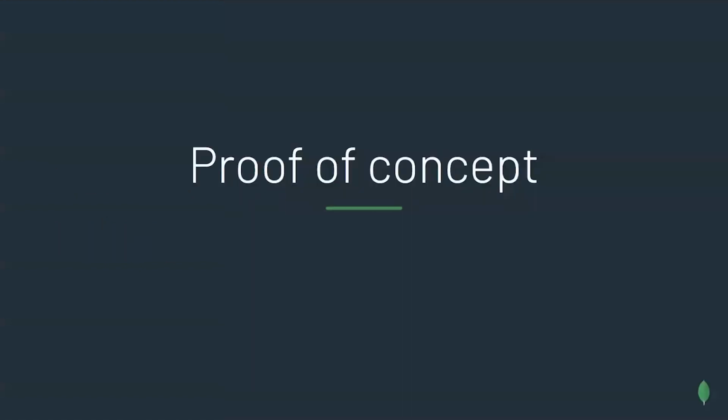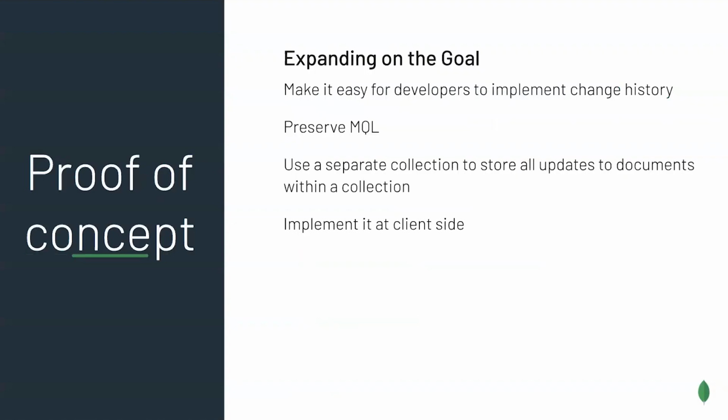Let me now describe our proof of concept. The proof of concept implements cryptographically verifiable change history. I will describe the crypto part after explaining how change history is implemented. Expanding on the stated goal of using MongoDB to implement cryptographically verifiable change history, we have put together a proof of concept to make it easy to implement change history while preserving MQL. We use a separate collection to store all updates to documents within a collection. In the proof of concept, we have implemented it at the client side, so that all crypto operations relating to insert and update happen on the client side.